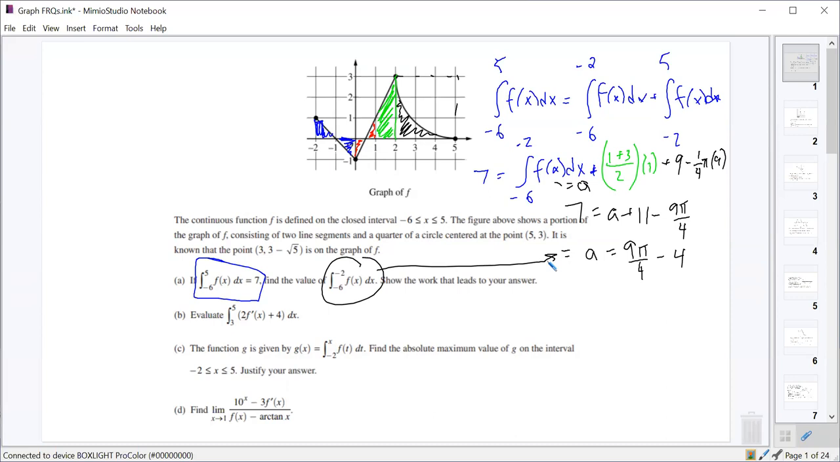And they gave you 3 whole points for doing that correctly. They gave you 1 point for the right setup here. They gave you 1 point for correctly finding the value of the integral from -2 to 5 as 11 minus 9 pi over 4. And then they gave you 1 point for solving for that other integral. Good? Anybody have any questions on that?